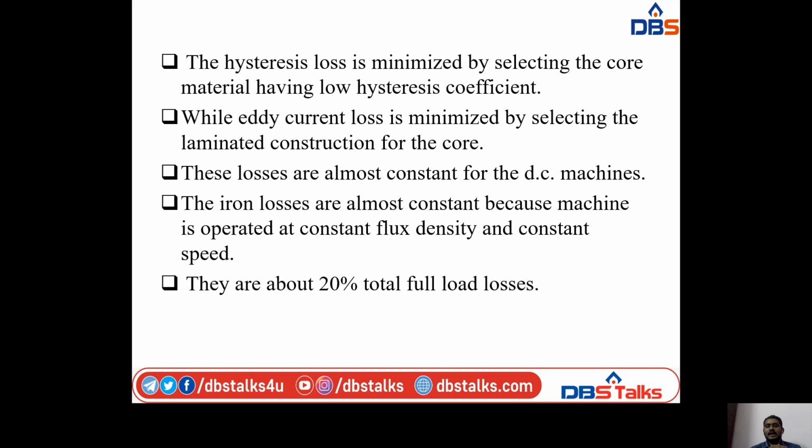These losses are almost constant for DC machines. That means the iron losses are almost constant because the machine is operated at constant flux density and constant speed. These losses are about 20% of total full load losses. Like the copper losses, which are about 20% of the total full load losses, the iron losses are also about 20% of total full load losses. These iron losses are also called magnetic losses.